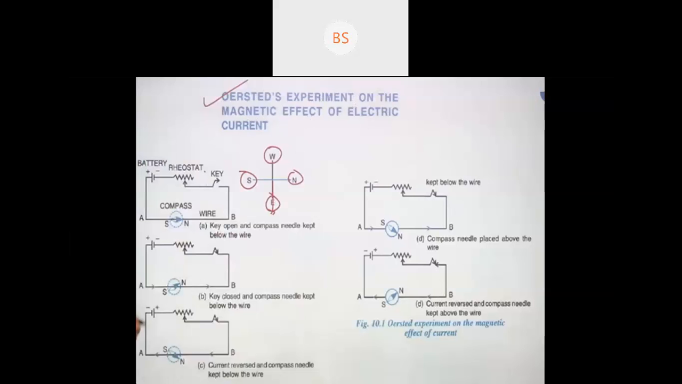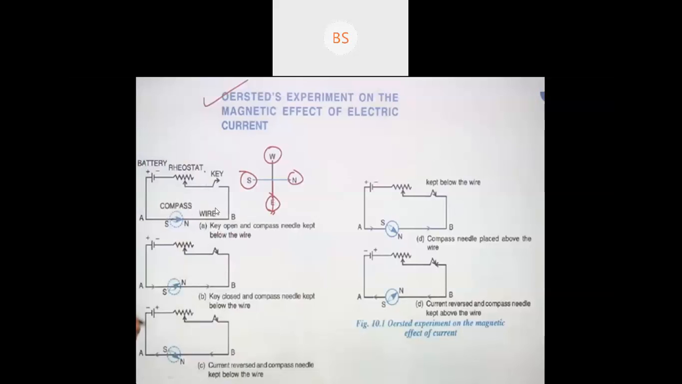Till now I had given you only the introduction. It is the related terms for the magnet that I have given. So now you can open page number 230. The first topic is Oersted's experiment on the magnetic effect of electric current. In that you can observe this first figure.